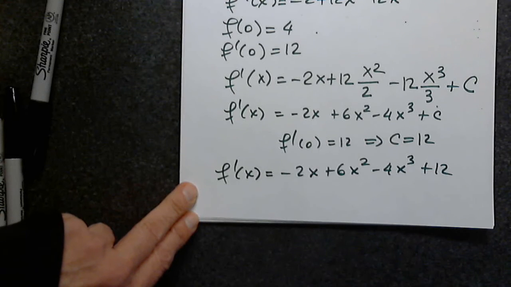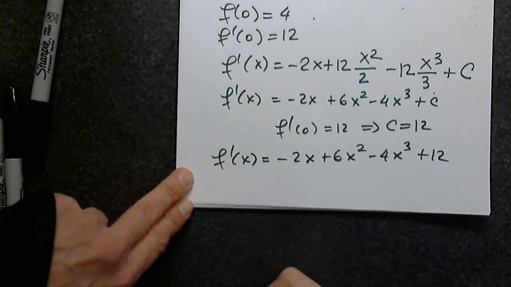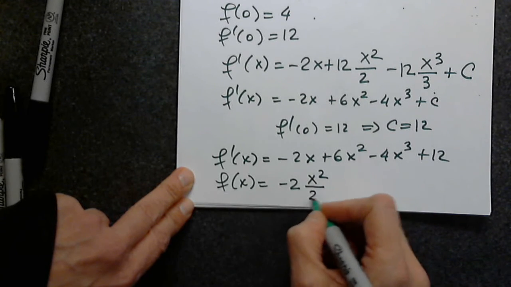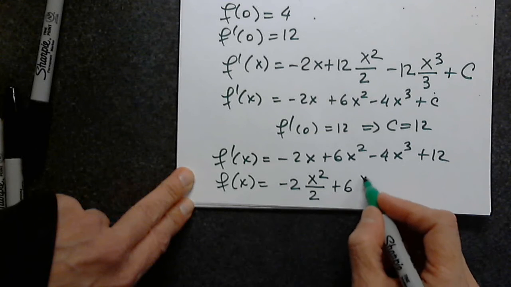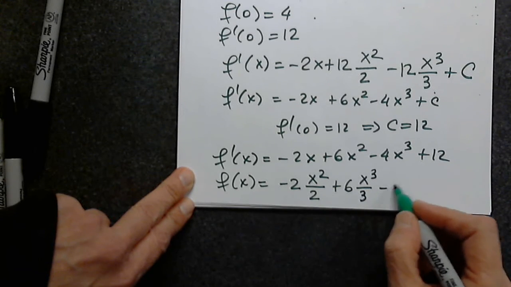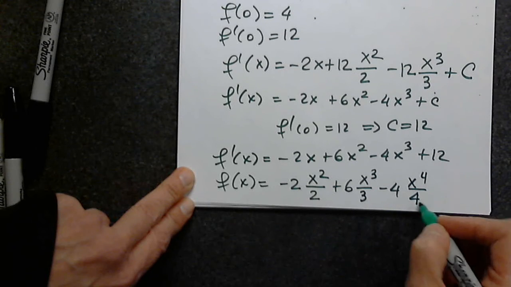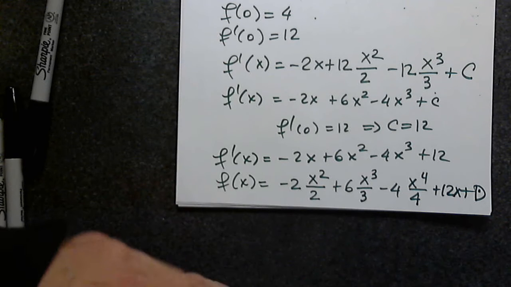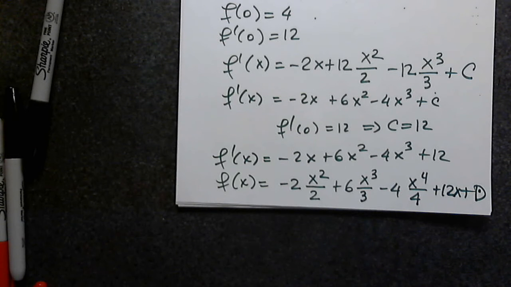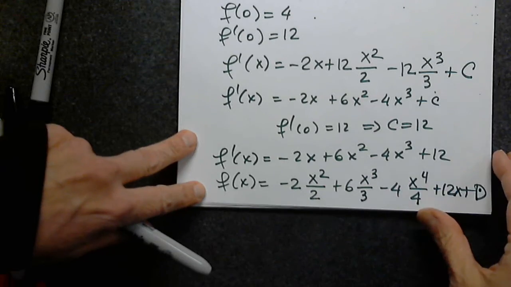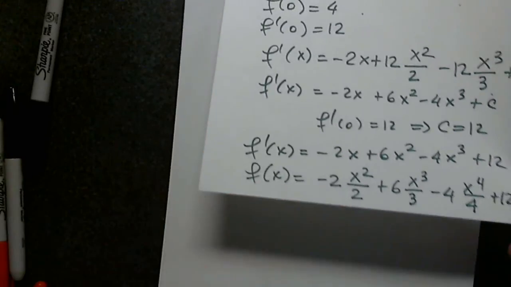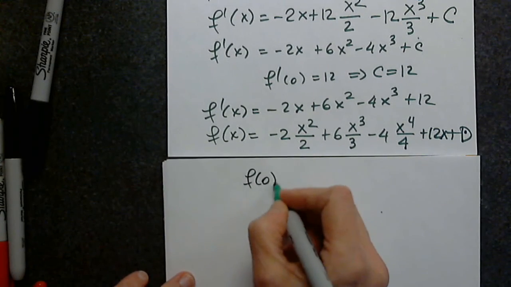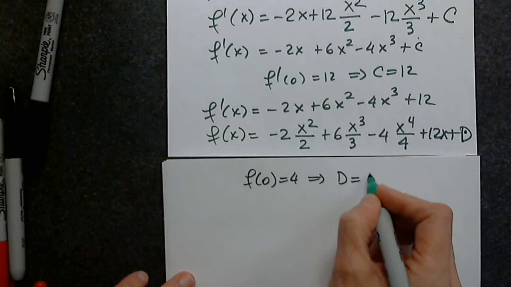And I should present it in descending order correctly, but that's okay. I'm going to do it at the end. So now f of x will be negative 2x squared over 2 plus 6x cubed over 3 minus 4x to the fourth over 4 plus 12x plus a constant d. Or you can say C1 and C2, whatever you want. It doesn't matter, really. And now I know that f of 0 is 4. Since f of 0 is 4, that means that d equals 4. Agreed?